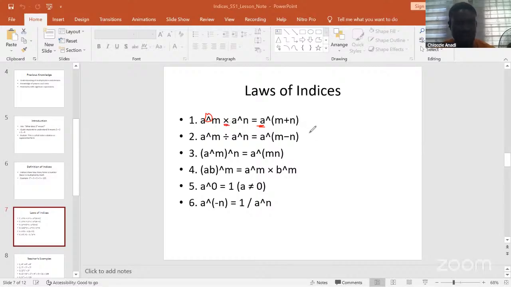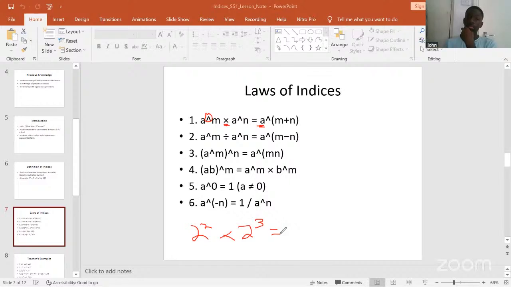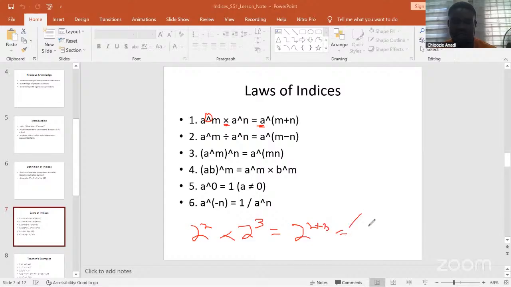For example, if I have 2 raised to the power of 2 times 2 raised to the power of 3, you can see that they are both in the same base, right? Yes, sir. If they're both in the same base, you're going to be adding the powers together, which will give you 2 raised to the power of 2 plus 3, and that will give you 2 raised to the power of 5. Very good. So do you get it now? Yes, sir. That's the first rule.